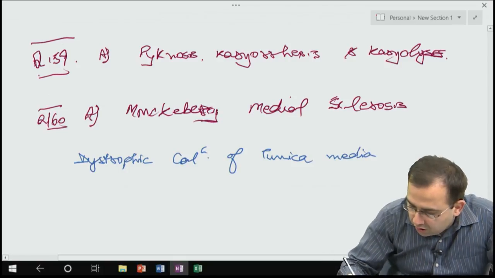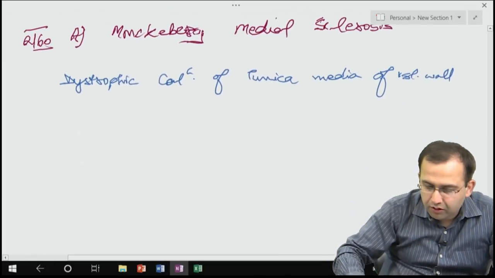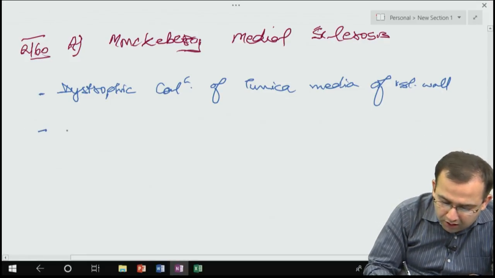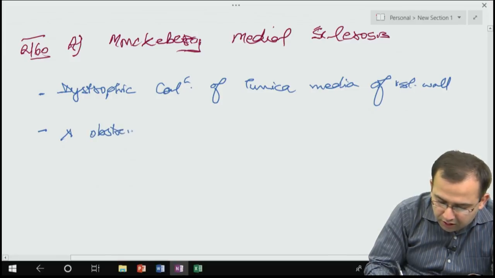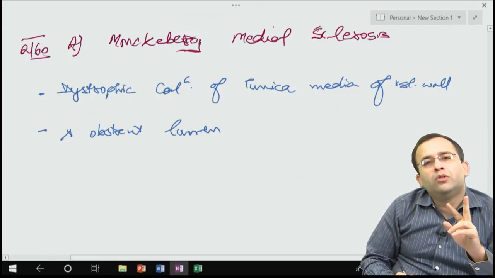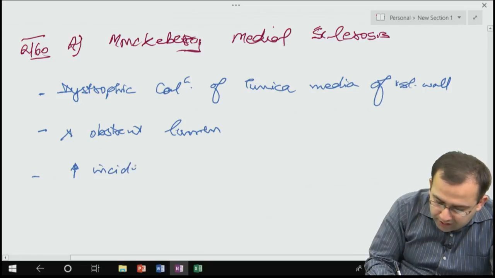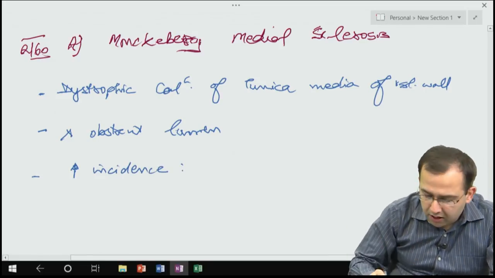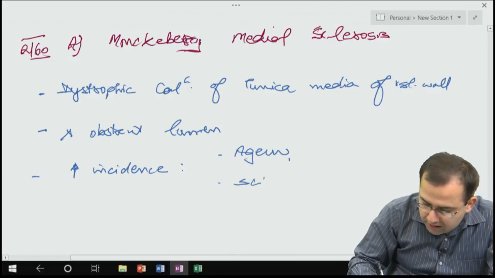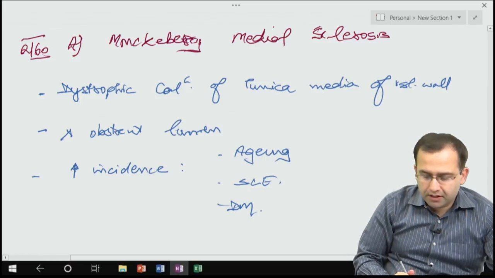Dystrophic calcification of tunica media of vessel wall. Next, does it obstruct the lumen? No, it was seen in the vessel wall. This does not obstruct the lumen of the blood vessel, so there is no alteration in the blood flow. Last point, increased incidence is with aging, SLE, and diabetes.